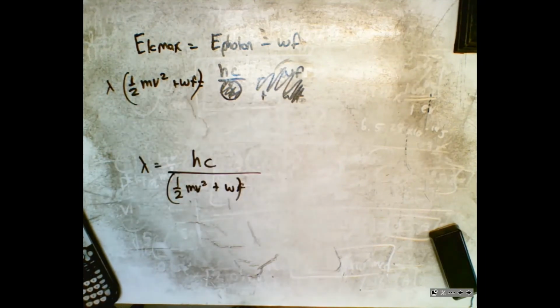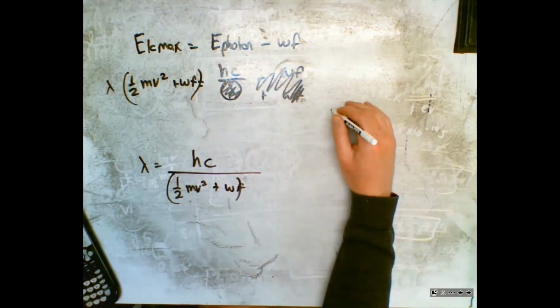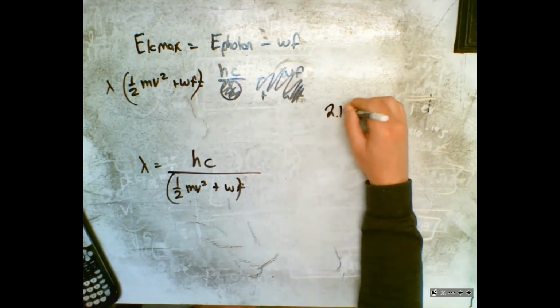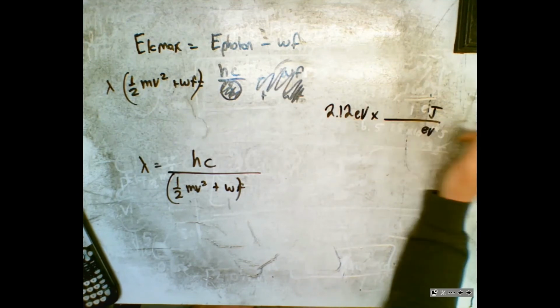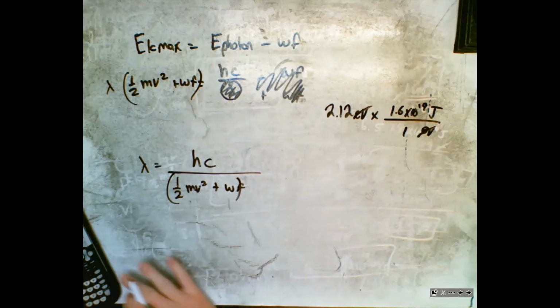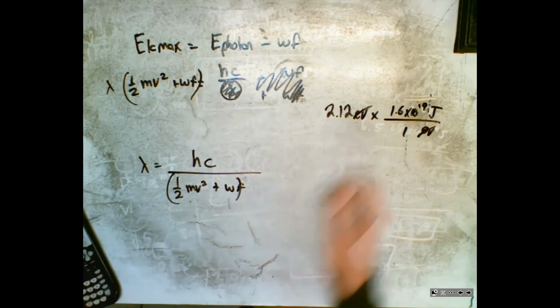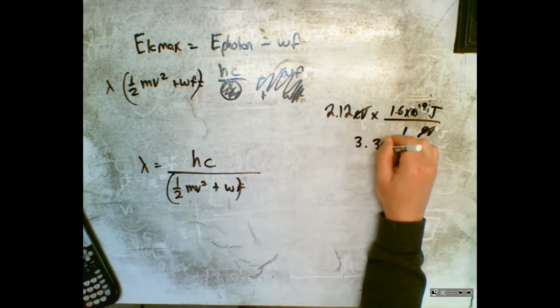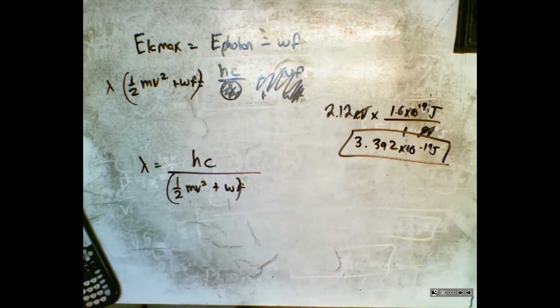Again, because speed is involved, anytime speed is involved, you have to be in joules. So I'm going to convert my 2.12 electron volts into joules, and 1.6 times 10 to the negative 19 joules equals 1 electron volt. So 2.12 times 1.6 times 10 to the negative 19 is 3.392 times 10 to the negative 19 joules. Now we are ready to plug in.